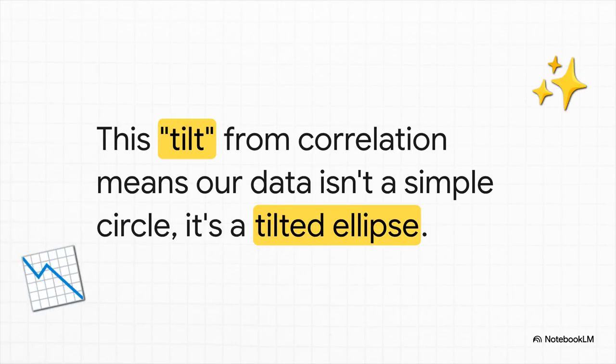So here's the crucial insight. Because our features are related, our data points don't form a nice round cloud. They form a stretched out, tilted ellipse. And trying to use a simple ruler in a space that's tilted like that is like trying to measure a straight line in a funhouse mirror. You're going to get the wrong answer. We need a distance measure that understands the tilt.